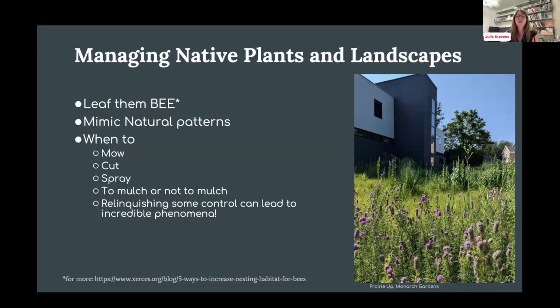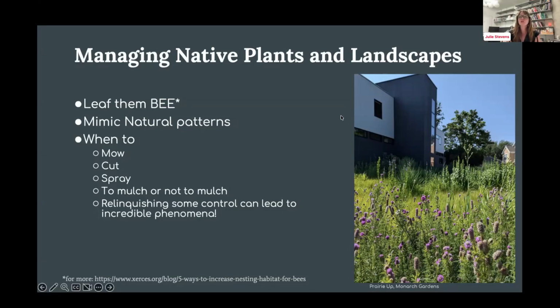Because there's so many bees that nest in stems. There's so many caterpillars that need that soft landing to complete their life cycle. If we come in and tear things up in the fall, we're ending the life cycle of so many species way too early. And if they can't complete those very delicate life cycles, we're kind of missing the point.